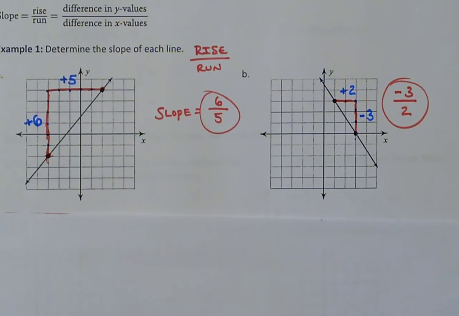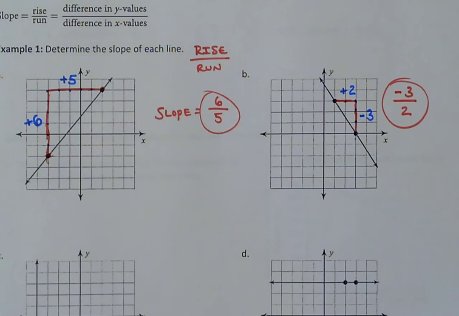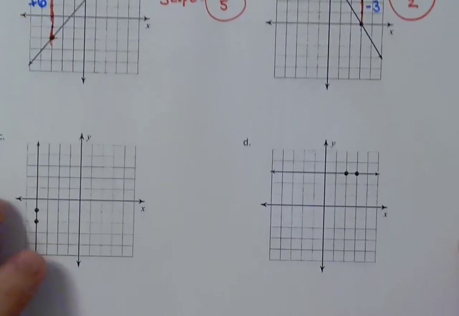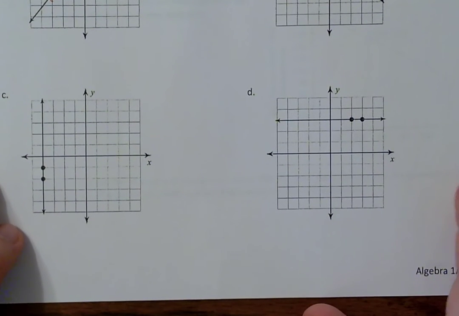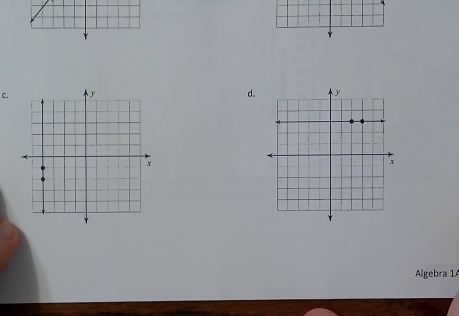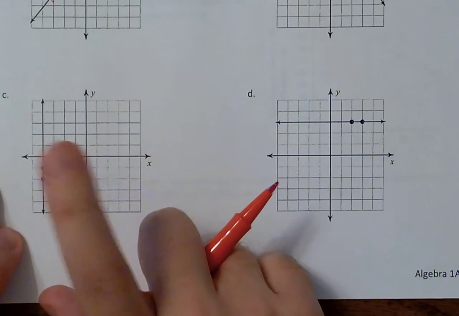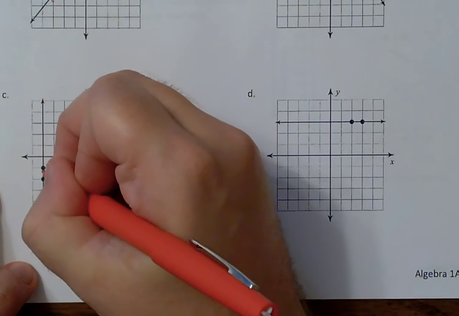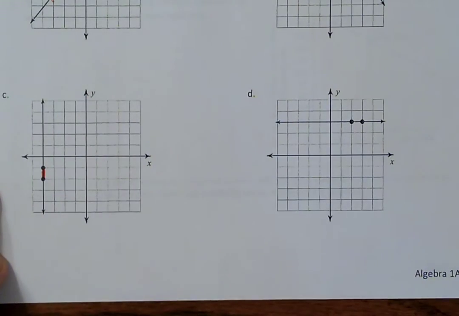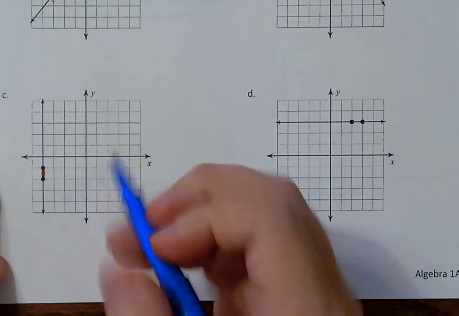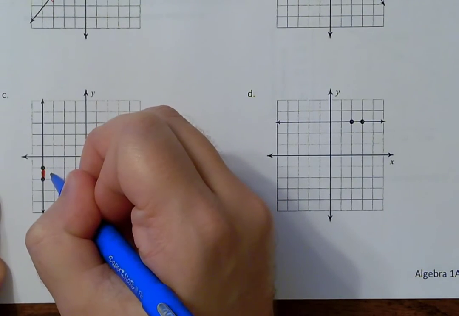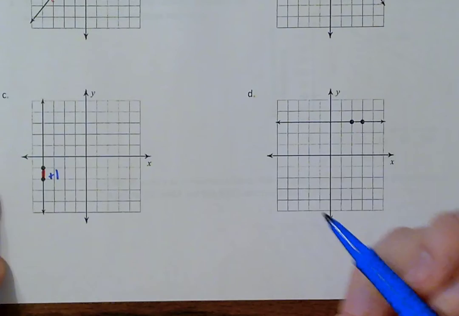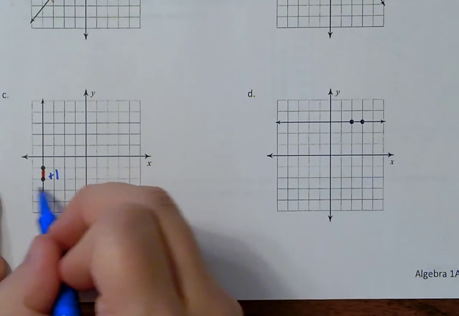All right, so with that said, let's go ahead and take a look at parts C and D. And I want to take a look at C and D because they are a great example of something that I need to talk about. So for C, okay, my path is to these 2 points right there. Now I'm going up 1, so that's just considered a positive 1. And then I do not go right or left at all.